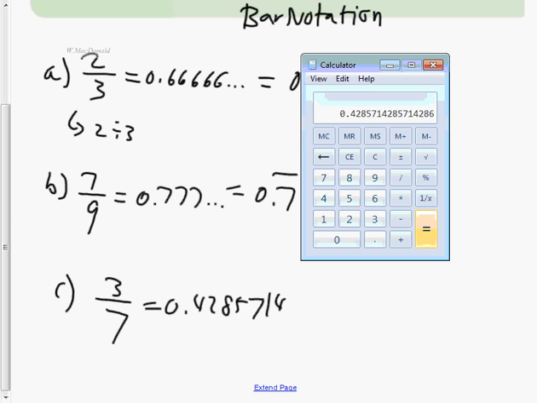0.428571 428571... So as you can see here, the repeating pattern is actually these 6 numbers right there. 428571, 428571, 428571. That's what repeats. So in this particular case, if I wanted to write that as a repeating decimal, I have to put my bar above all 6 digits, 428571. And those are the 6 repeating decimal places in that particular number.